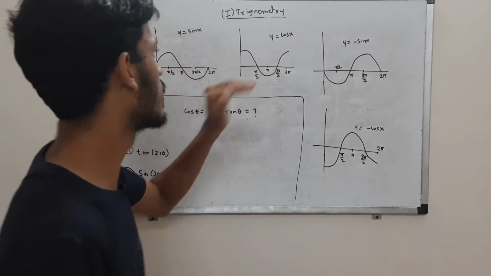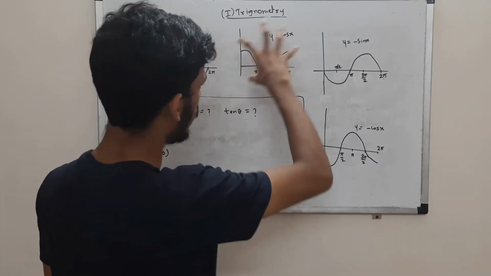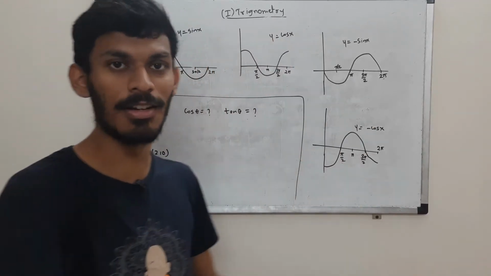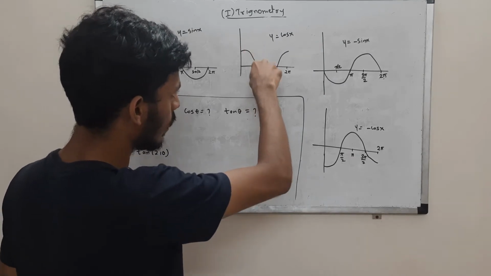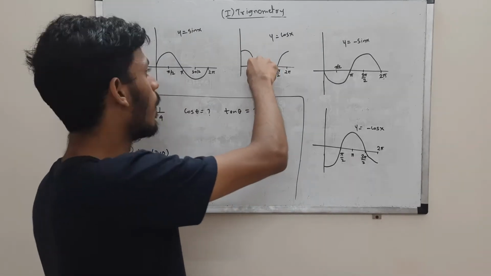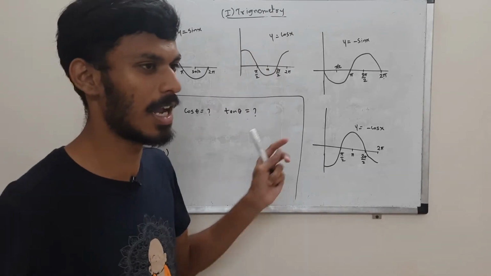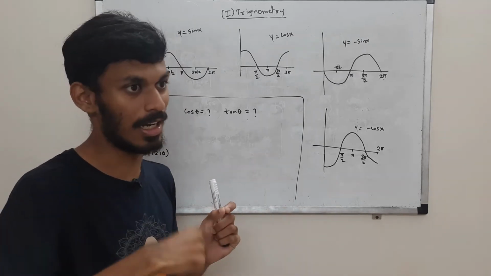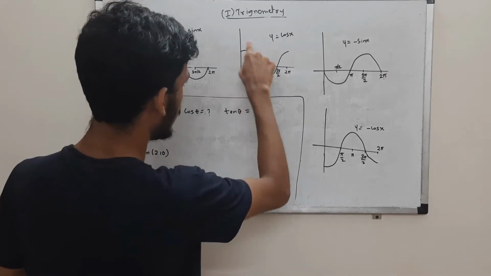Then let's come to this one. Here we have cos x. If you remember, cos 0 was 1, so it starts at a higher point, at the maximum. Cos 0 is 1, then cos 90 is 0. You can see the values are decreasing. Cos 45 is 1 by root 2, something less than 1, so the values are decreasing.